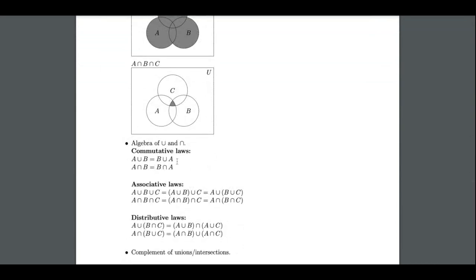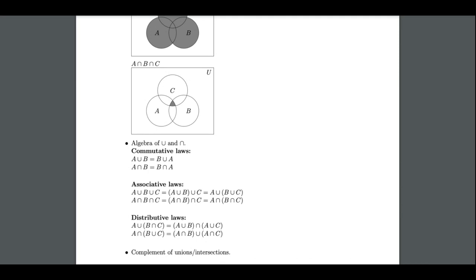A union B equals B union A. A intersect B equals B intersect A. So we call this commutative. That means the union is commutative, which means the order does not matter. Like when we talk about operations, plus is commutative. 1 plus 2 equals 3, 2 plus 1 equals 3. And multiplication is commutative, 2 times 3 equals 6, 3 times 2 equals 6.